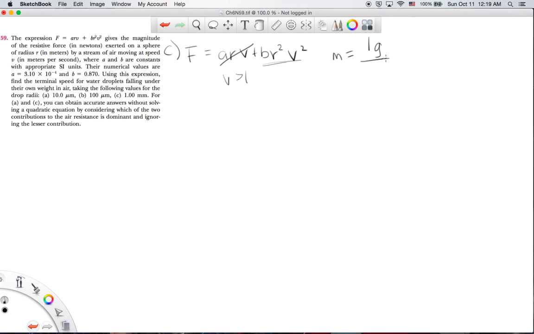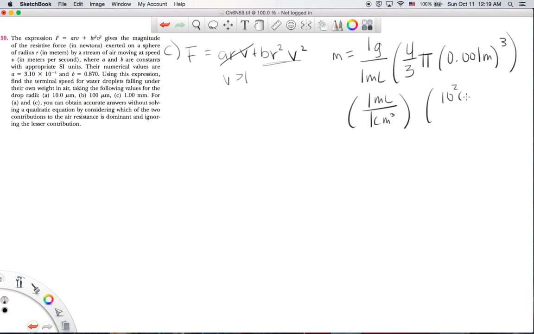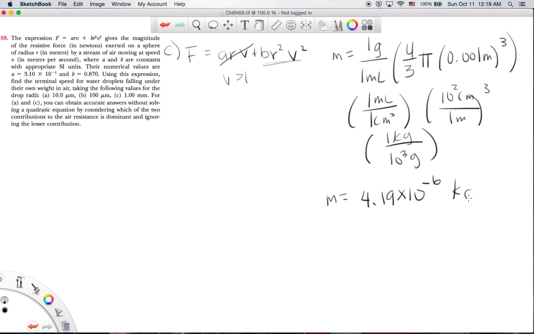That's 1 gram per milliliter times 4/3 pi times 0.001 meters quantity cubed, and then 1 milliliter per 1 cubic centimeter, and 100 centimeters in a meter. And we want kilograms, so 1 kilogram is 10 to the third grams. If we simplify that, you get the mass is 4.19 times 10 to the negative 6 kilograms.